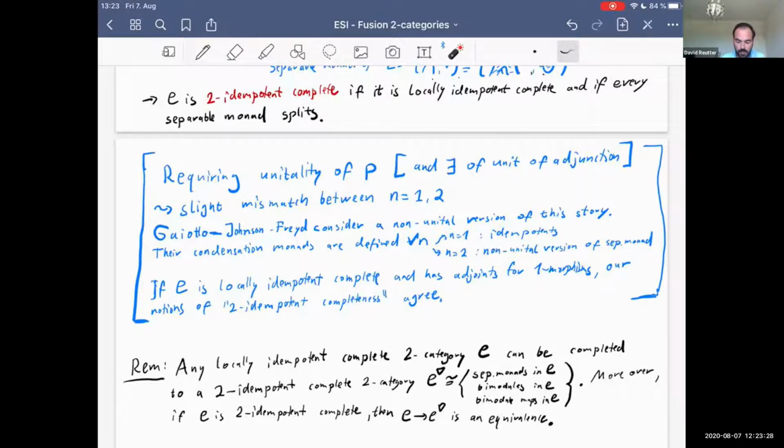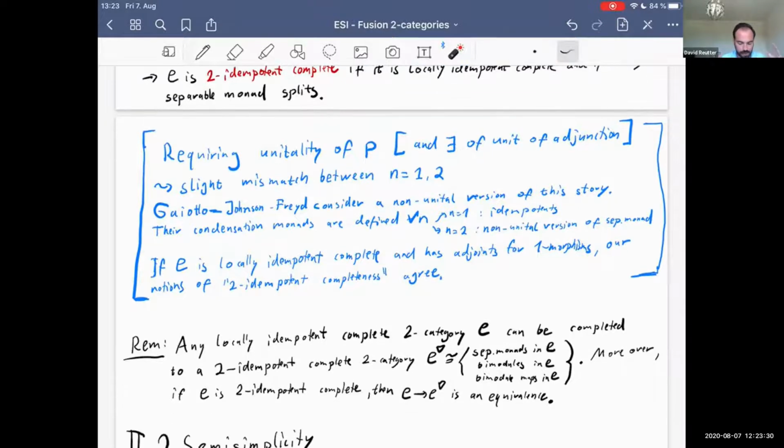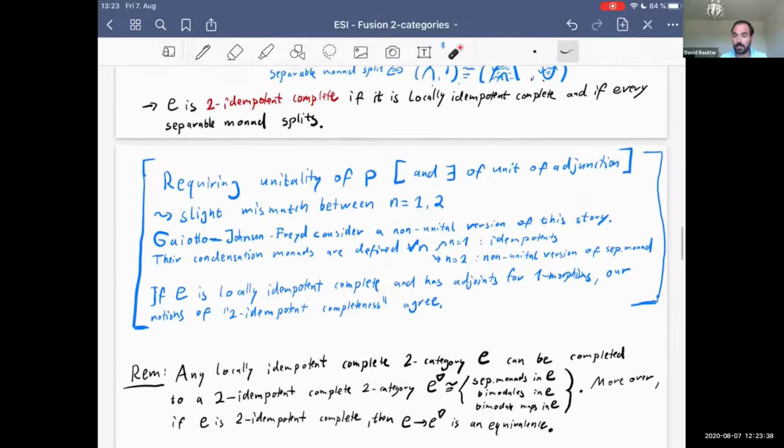And so really, you should think of this from the outside just as a categorification of idempotent completeness, and it behaves very, very similarly. Okay, any questions up to this point?